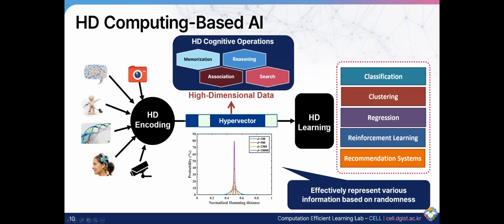I'm not going to go into detail about hyperdimensional computing here. Probably most of us are experts on this, but in a nutshell, it works like this, right? We have the raw data on one side, then we do some encoding so that we can represent the information using hypervectors. With the hypervectors, we do cognitive operations like memorization, reasoning, association, or search. Then by combining operations like bundling or binding, we can build learning algorithms.